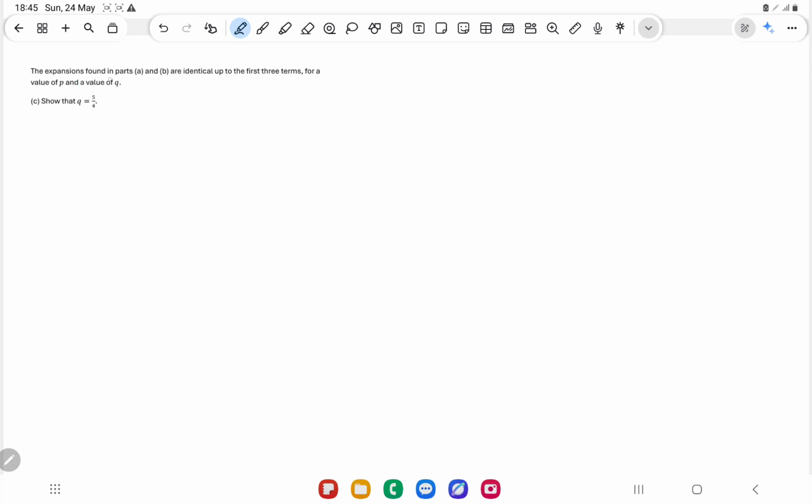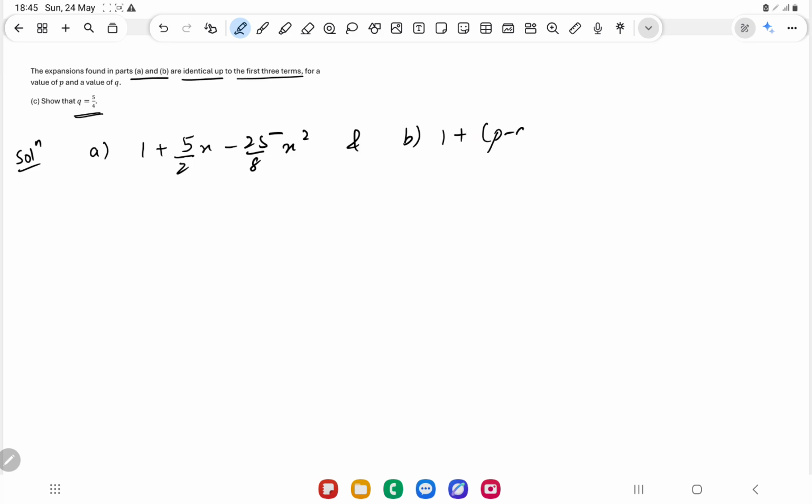The expansions found in part A and B are identical up to the first 3 terms. So we have to show that our q value is 5 by 4. Let me first write. From the A part I got my answer as 1 plus 5 by 2 x minus 25 by 8 x square, and from the B part I got my answer as 1 plus p minus q multiplied by x plus q square minus pq multiplied by x square.